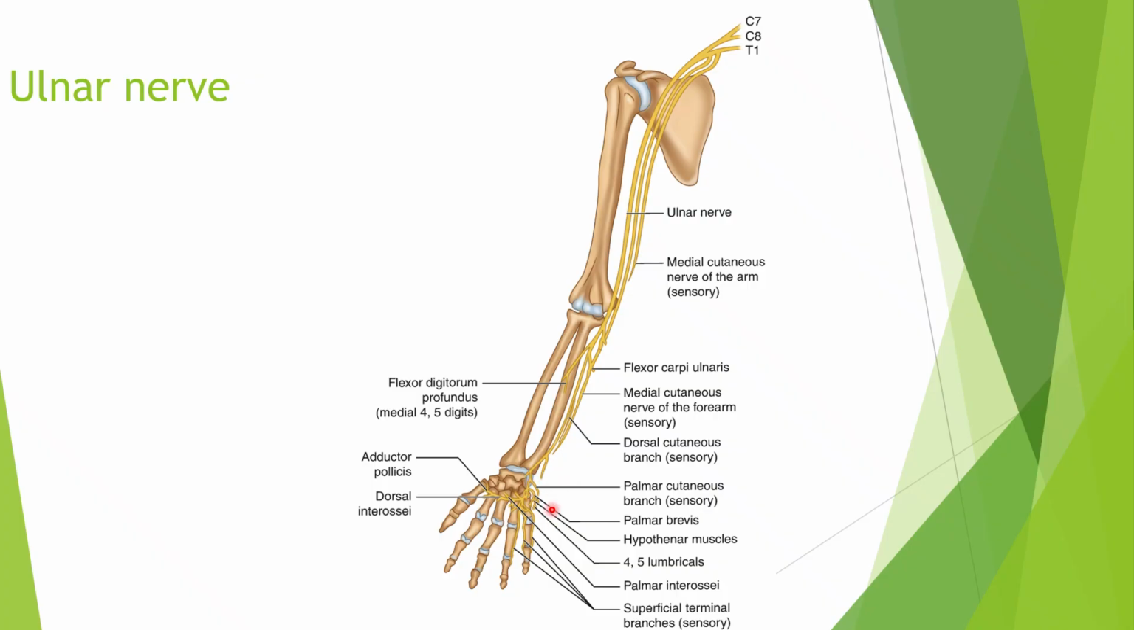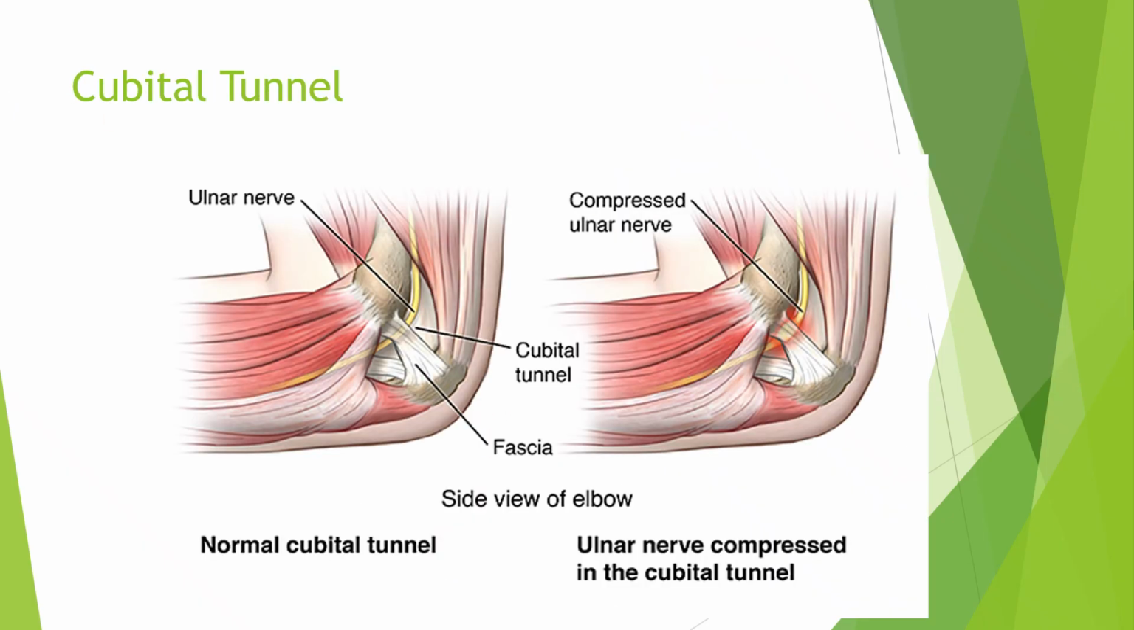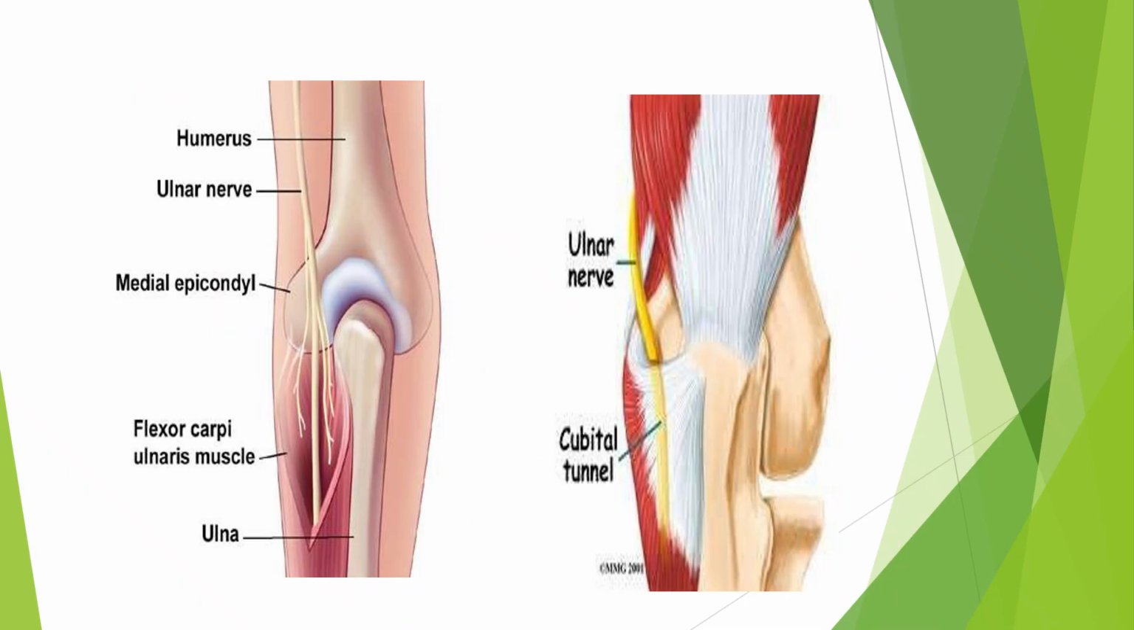The ulnar nerve also supplies the hypothenar muscles, the medial 2 lumbricals, the adductor pollicis, and all the interosseous muscles in the hand. During its course, the ulnar nerve also passes through the cubital tunnel, and there are high chances of this nerve being compressed in this tunnel. The ulnar nerve can also get damaged behind the medial epicondyle during its course.